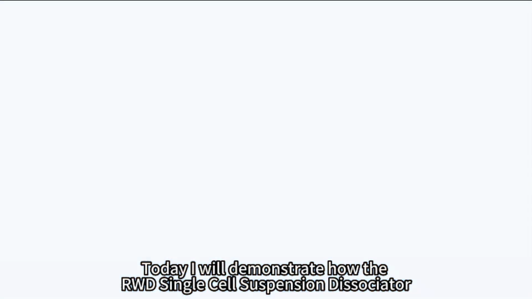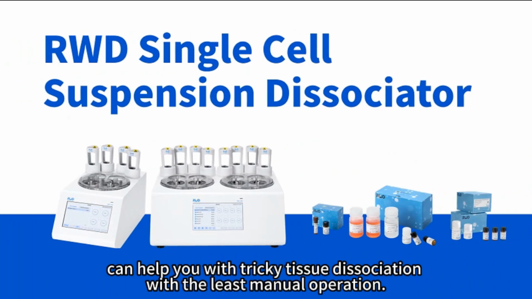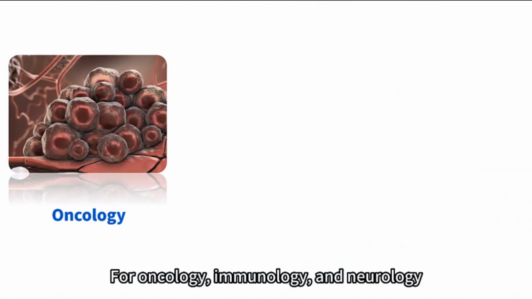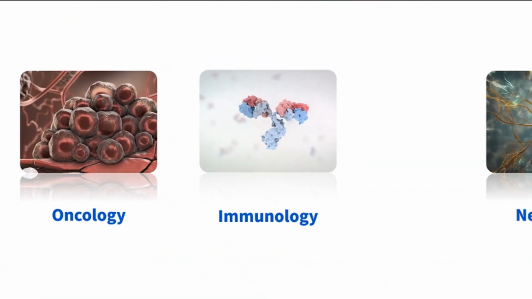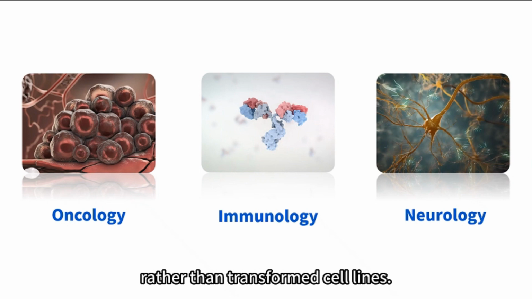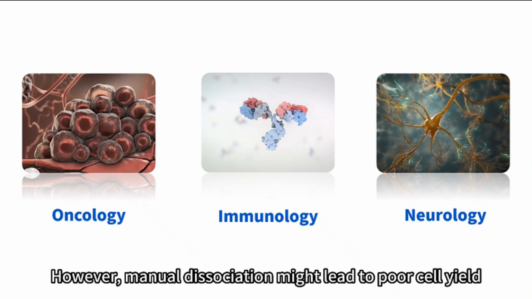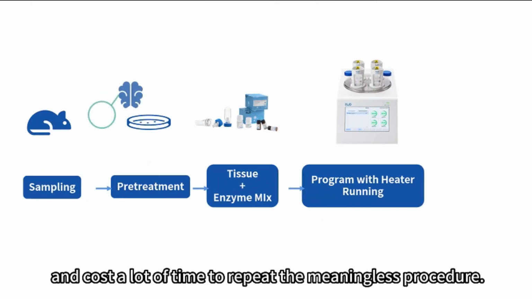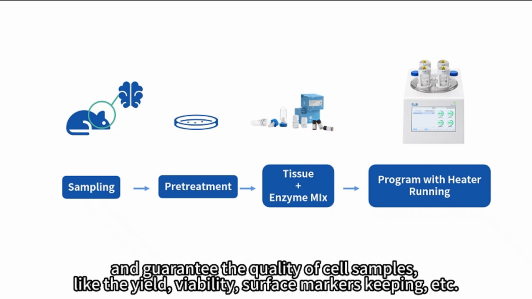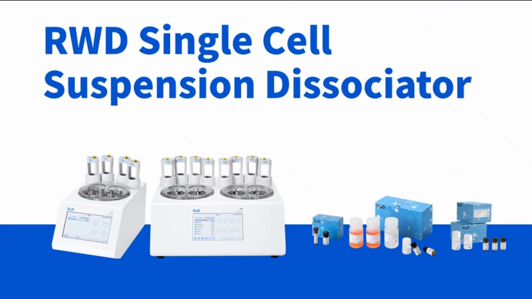Today I will demonstrate how the RWD Single Cell Suspension Dissociator can help you with tricky tissue dissociation with the least manual operation. For oncology, immunology, and neurology, the most physiologically relevant model may be primary cells that are isolated directly from tissue, rather than transformed cell lines. However, manual dissociation might lead to poor cell yield and cost a lot of time to repeat the meaningless procedure. RWD Single Cell Suspension Dissociator could improve the processing efficiency of tissue dissociation and guarantee the quality of cell samples, like the yield, viability, surface markers keeping, etc.